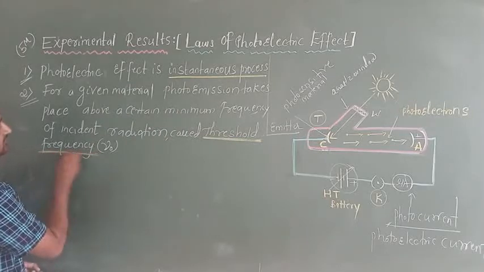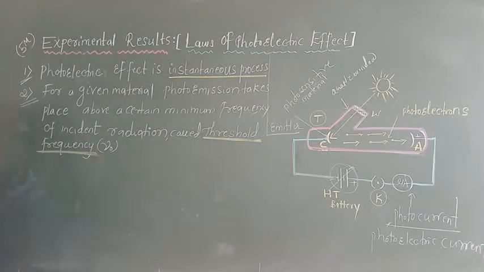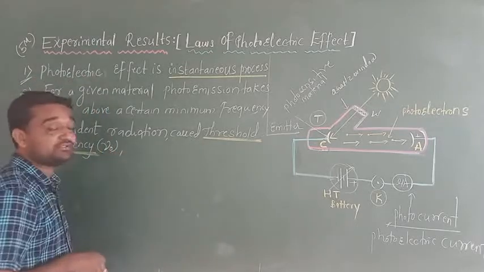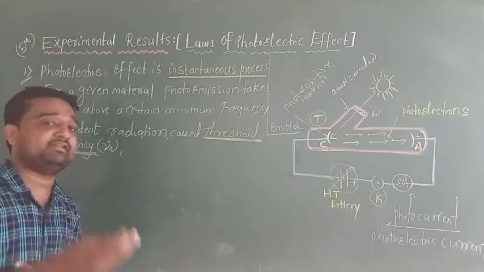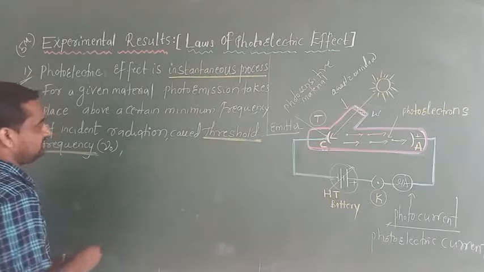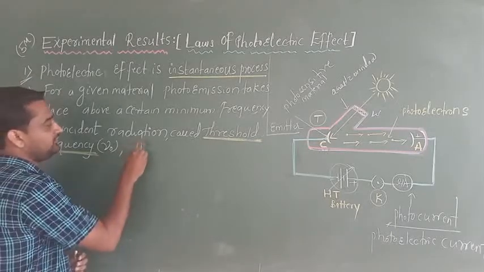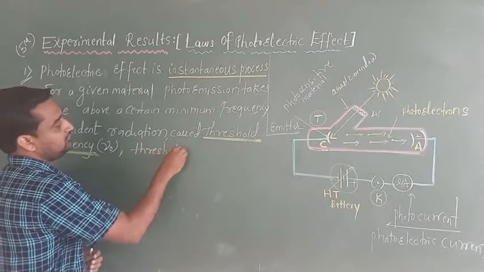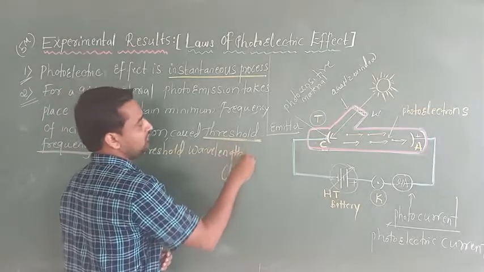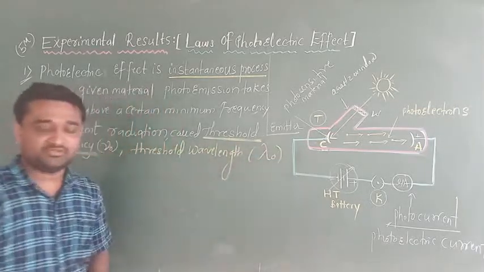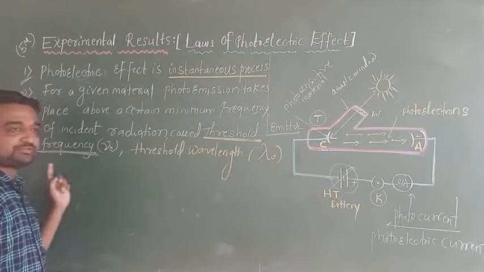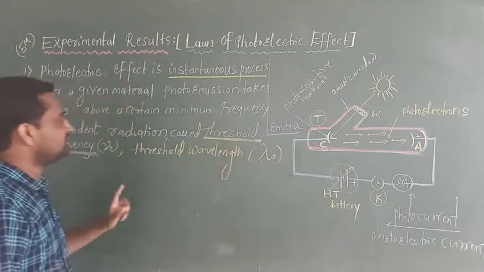Threshold frequency, or it is denoted by the symbol nu naught. Again we can write here the threshold wavelength, the corresponding wavelength of that radiation. Threshold wavelength is denoted by the symbol lambda naught. So the minimum frequency is called the threshold frequency, and the corresponding wavelength is called what?